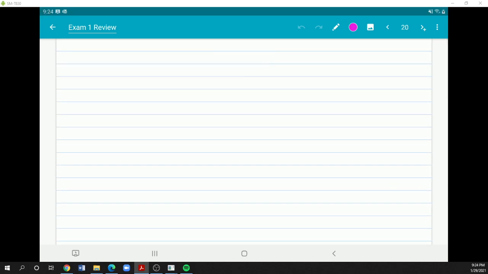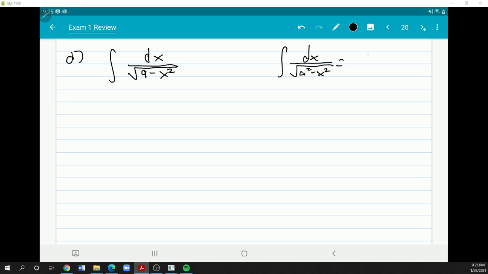Finally, d: the integral of 1 over square root 9 minus x squared dx. So here we can just use the formula. We have the integral of dx over root a squared minus x squared is sine inverse x over a plus c. Apply that to this, and we get sine inverse x over 3 plus c.